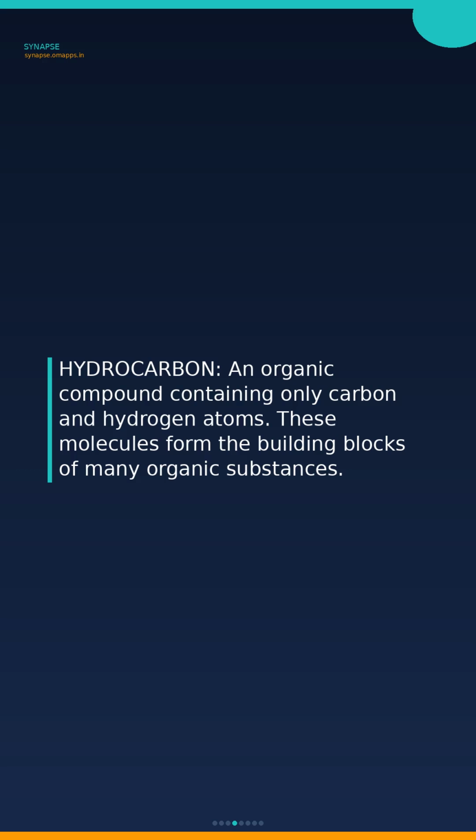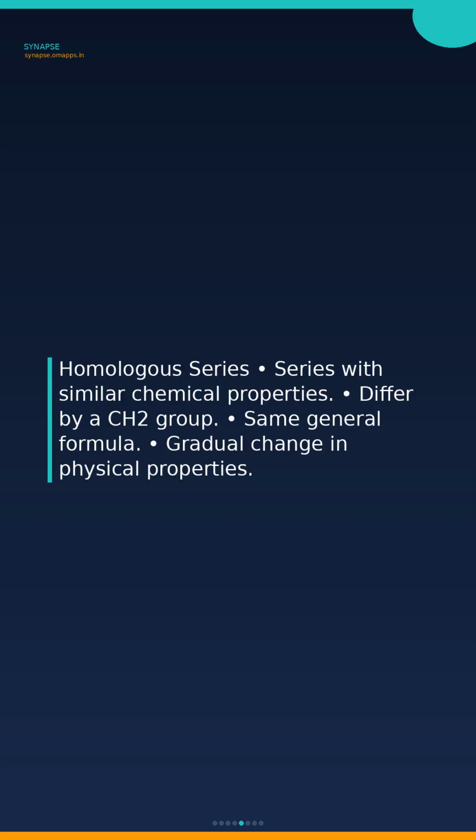Now, let's move on to functional groups. These are specific atoms or groups of atoms within a molecule that are responsible for the characteristic chemical reactions of that molecule. For example, alcohols contain the OH group, while carboxylic acids contain the COOH group. These groups dictate how the molecule will react. The properties of the compound are determined by the functional group.